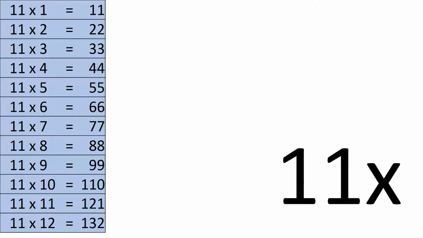Now for the 11 times. And again, with the single digit numbers times 11, it's just that number twice in a row. So 11 times 1 is 11. 11 times 2 is 22. 11 times 3 is 33. 11 times 4 is 44. 11 times 5 is 55. 11 times 6 is 66.